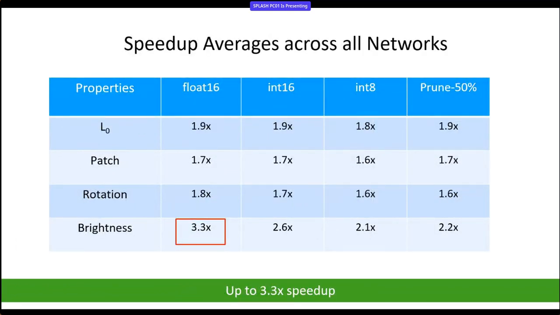Now, this is the table that shows speed up averages across all the networks. Each row represents the properties that we are verifying, and each column represents the network modifications that are performed in that experiment. And each cell is the speed up that we get in comparison with the baseline verifier. So what we see is we even see up to 3.3x speed up compared to the baseline verifier by our approach.